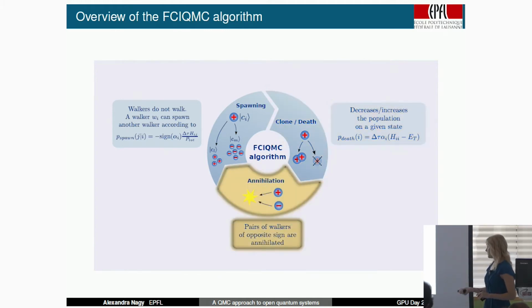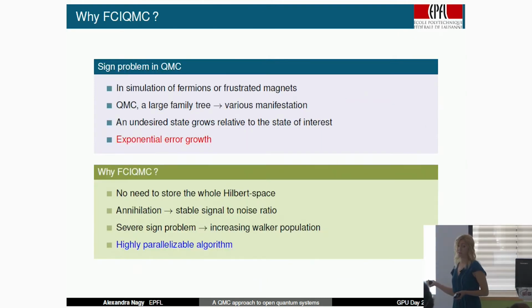And last but not least, annihilation. This means that walkers which have opposite sign are annihilated. And I would say this is the most important step in the algorithm, and this will give us an advantage above other Monte Carlo techniques because of the famous sign problem. I don't really have time to talk a lot about this, but this is a very important problem in Quantum Monte Carlo. This gives us the biggest limitation on these techniques. It will appear in the simulation of fermions or frustrated magnets.